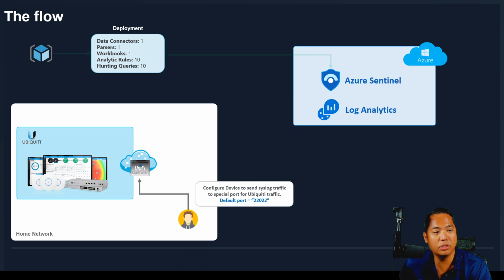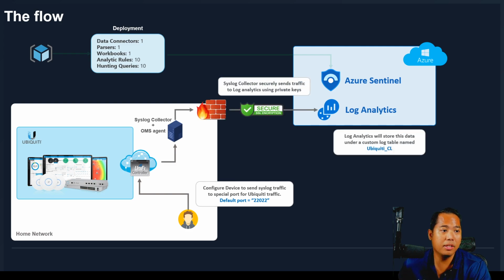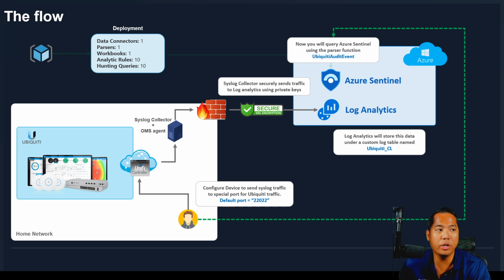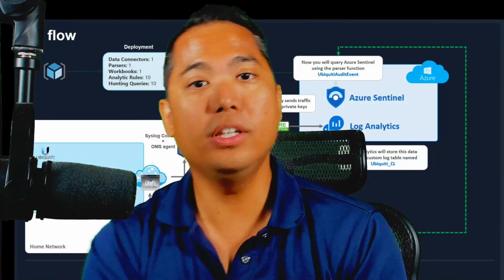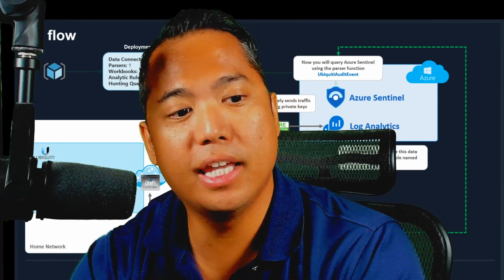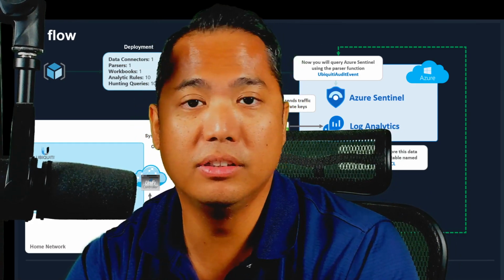Then you're going to need to configure that remote syslog. You're going to then configure the syslog and OMS agent on your Linux box. You're then going to have that data sent out, and you want to check to make sure that port is working as expected. You want to then check Log Analytics, see if it's going to store that data under that custom log table. Okay, and then you're going to query UbiquitiAuditEvent.